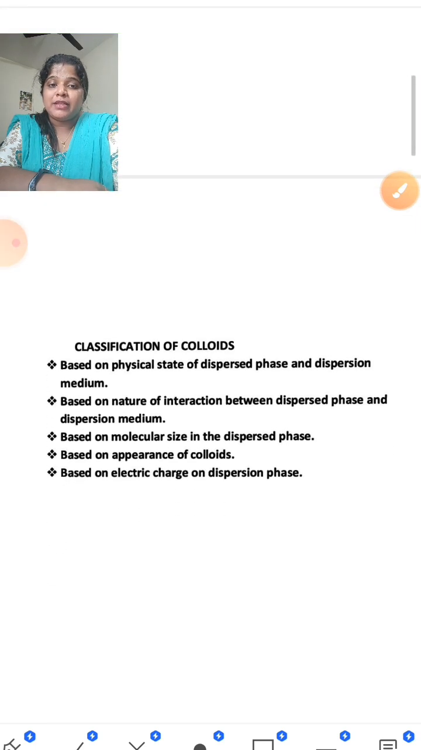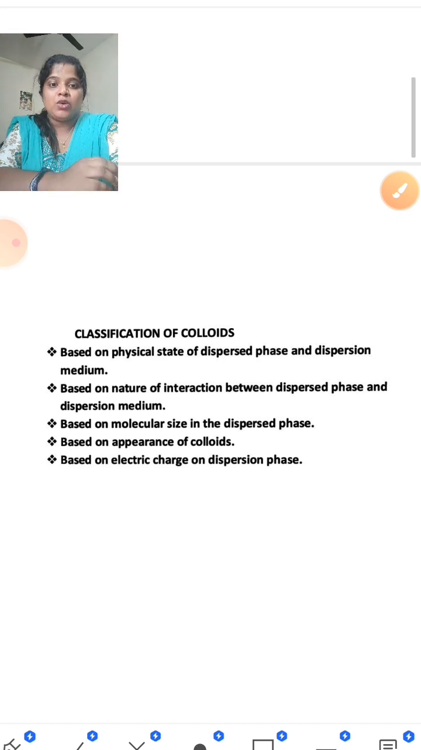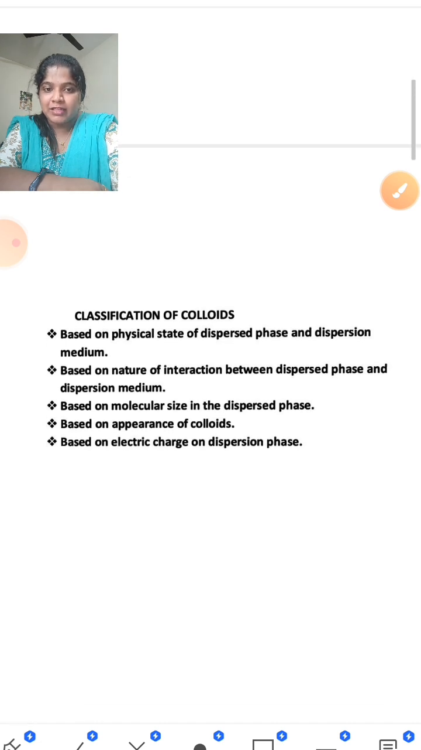Colloids are classified based on the physical state of the dispersed phase and dispersion medium, next based on the interactions between the dispersed phase and dispersion medium, next based on molecular size in the dispersion medium, next based on the appearance of colloids, and last based on the electric charge on the dispersed phase. Okay, so we will see one by one in detail. It's a 5 mark question.